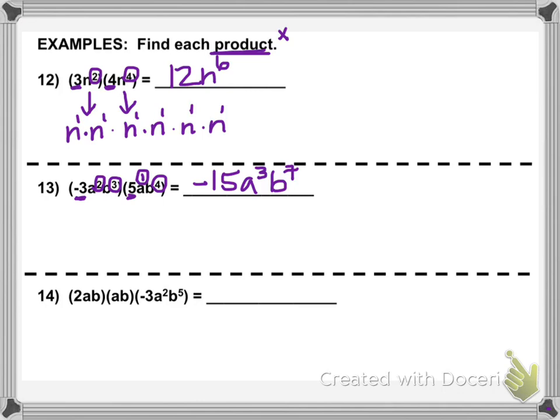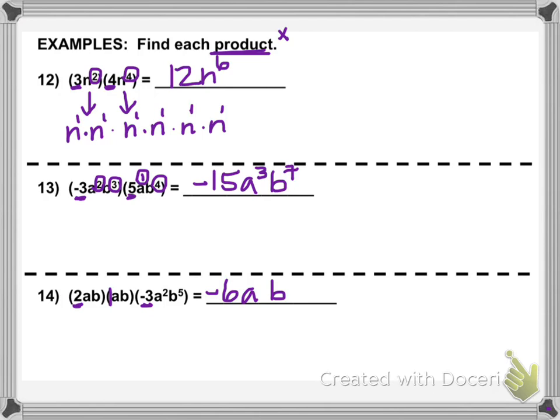Let's try another one. Our coefficients are 2 and negative 3. Now I do have a 1 in front of this one, but multiplying by 1 doesn't change any value. So 2 times negative 3 times 1 is negative 6. And it looks like we have two variables here. We've got a and b. So I'm going to write them both down, and then I'm going to plug in their exponents.